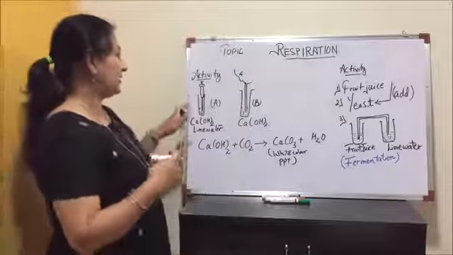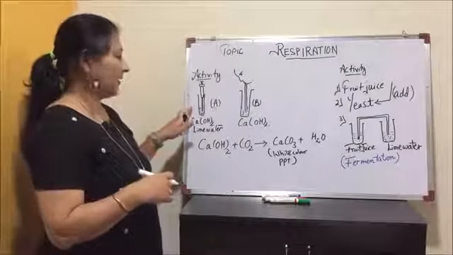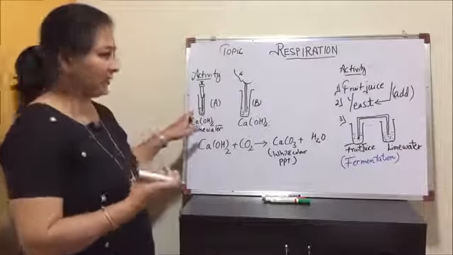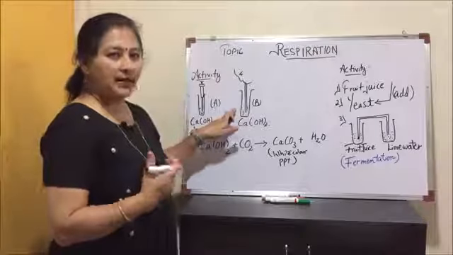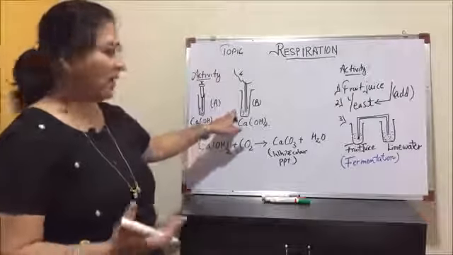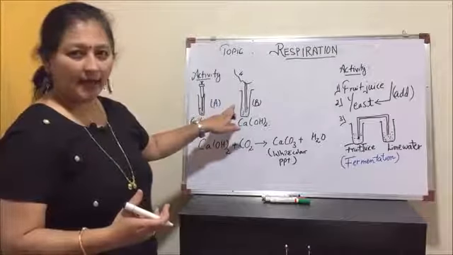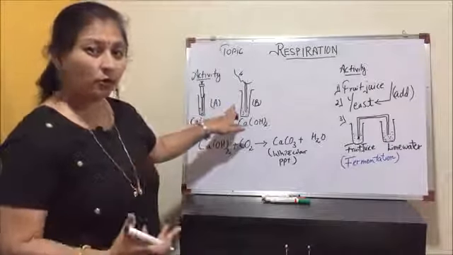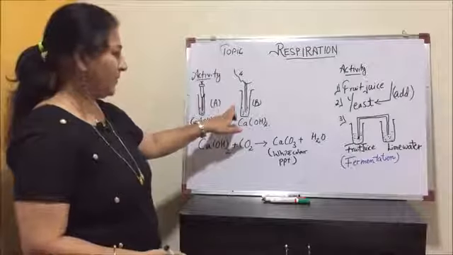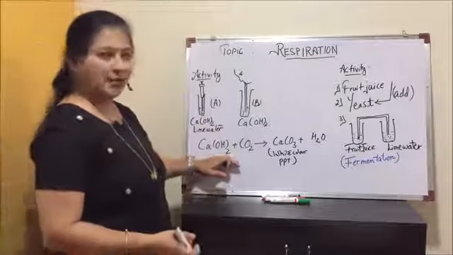Lime water will definitely turn milky in A also, but it will take time and it is not that thick. But here in B, the lime water will turn milky faster and it is more dense. So this shows that blown air has a greater amount of carbon dioxide. Okay, so this is activity 1.